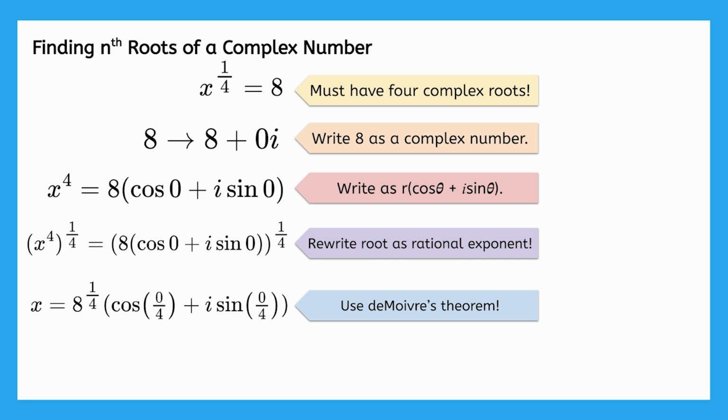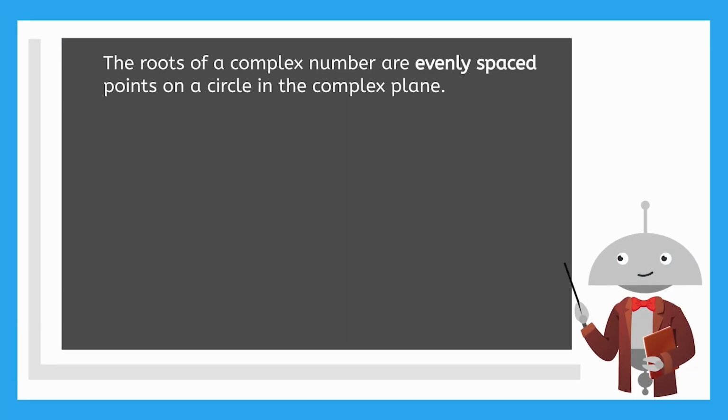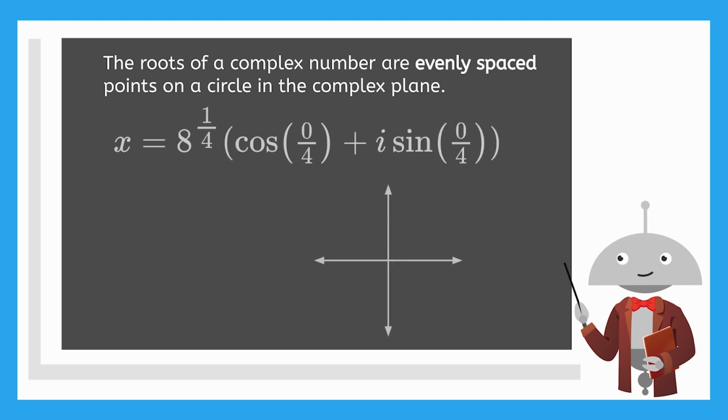Not quite. X to the fourth power means I need how many roots? I need 4 complex roots. I've found 1. Now what? Remember, we said the complex roots are evenly spaced points on a circle in the complex plane. The root we found is here, the fourth root of 8, or 1.68, units away from the origin.